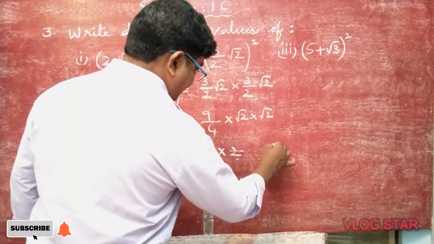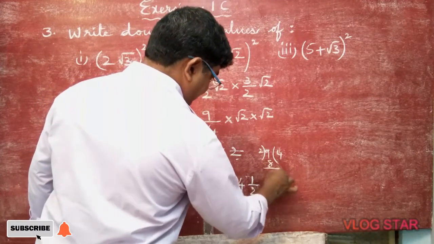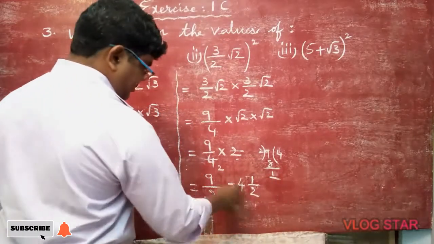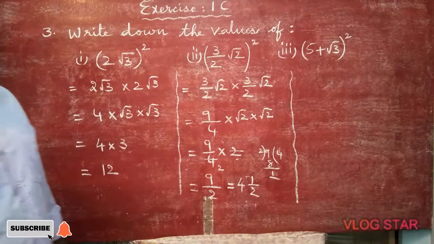Divide 9 by 2: 2 4s are 8, 1 remains, so 4 1 by 2. Next, coming to the third one. Are you able to follow?